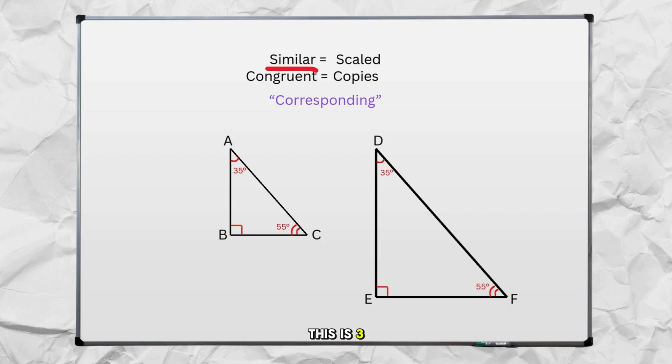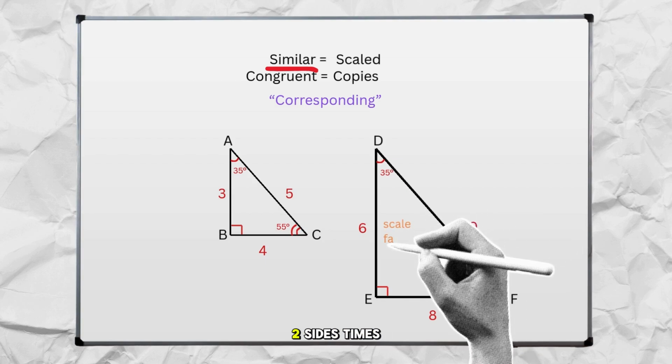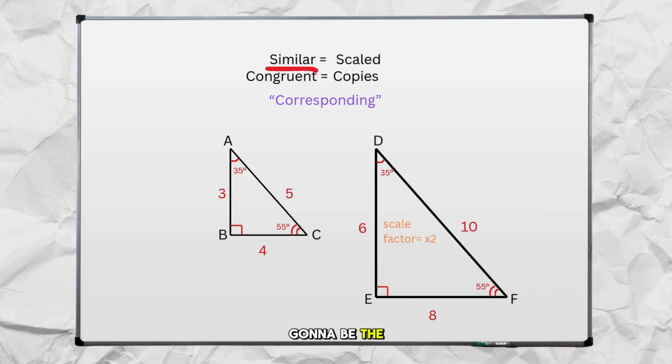So let's say this is 3, 4, and 5. If this was 6 and it corresponds to the 3, then that means that BC, since it corresponds to EF, must be 8, and it means that AC, since it corresponds to DF, must be 10. And I have a scale factor, once again, of 2. So it's times 2. Sides times 2. My angles are going to be the same, but my lengths may specifically be different.